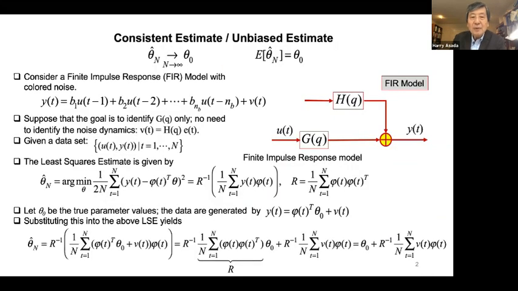The last time I talked about the two major things involved in system identification. One is whether you can get the true parameter values as you collect more data. Are you guaranteed to get the right one? That's a consistent estimate or unbiased estimate. They are basically the same under ergodicity assumptions. And the second one is how quickly you can get it, how many data points you need.